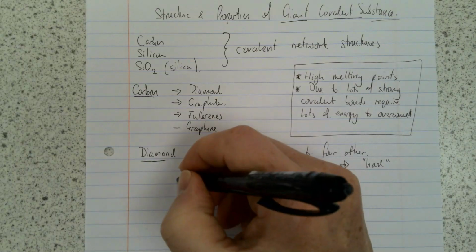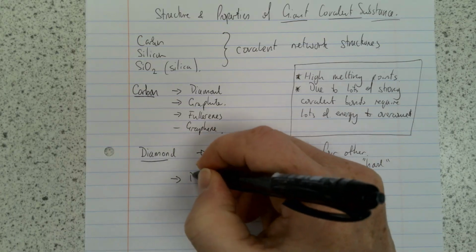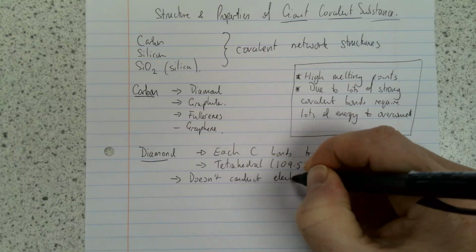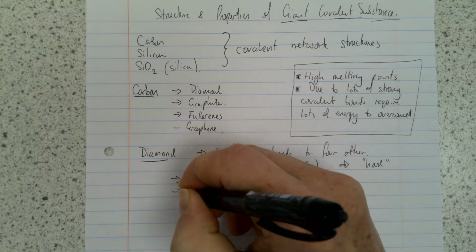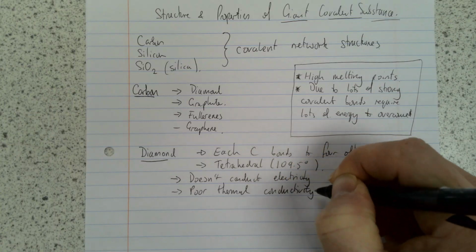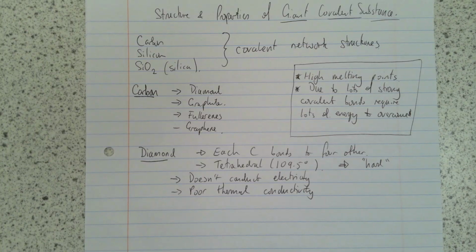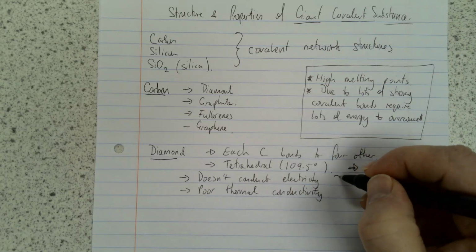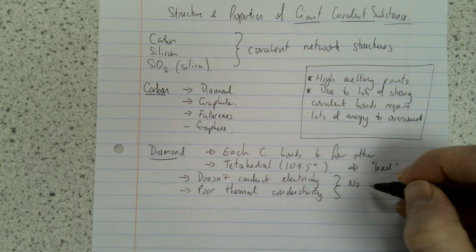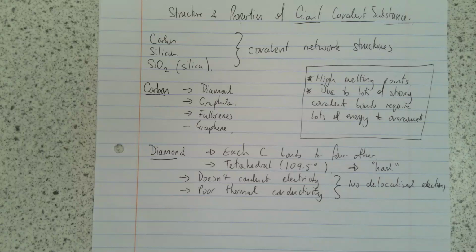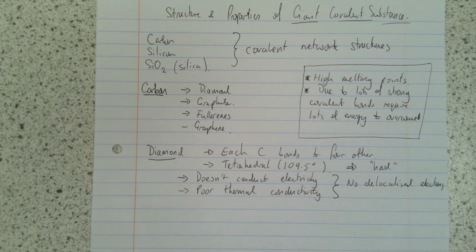Diamond has a high melting point for the reasons we talked about above, but it also doesn't conduct electricity. It's also got poor thermal conductivity. Thermal conductivity we don't really mention at GCSE particularly, but metals conduct thermal energy quite well because of delocalized electrons. Both of these are explained by the fact that there are no delocalized electrons that can move around and carry the charge or carry the thermal energy, right?